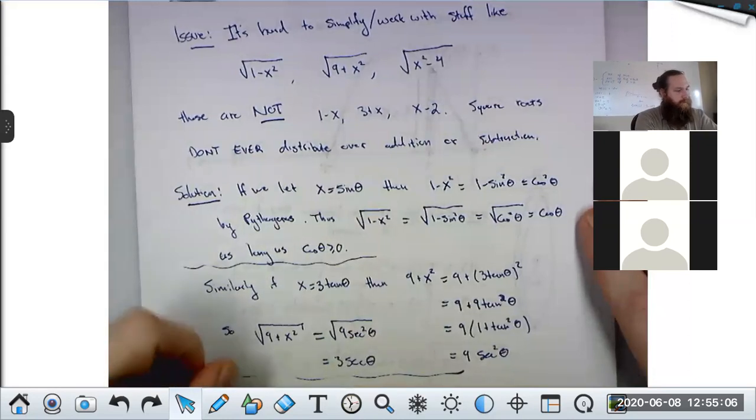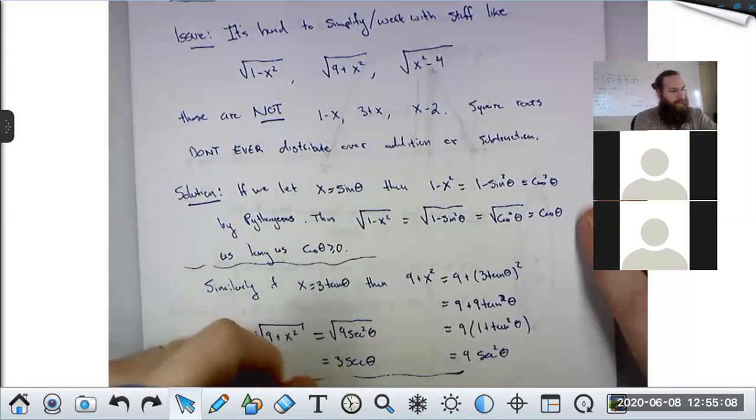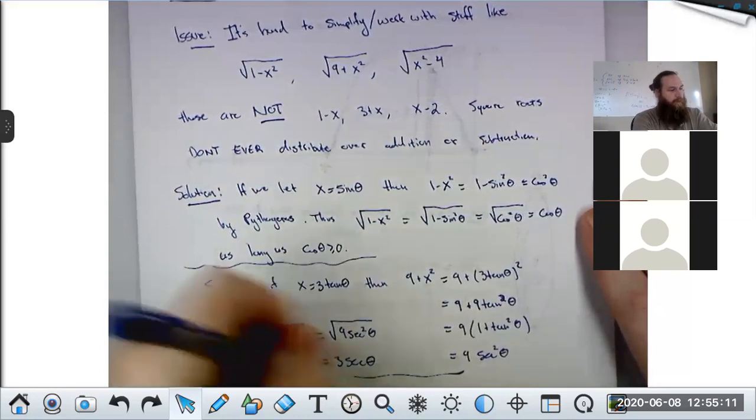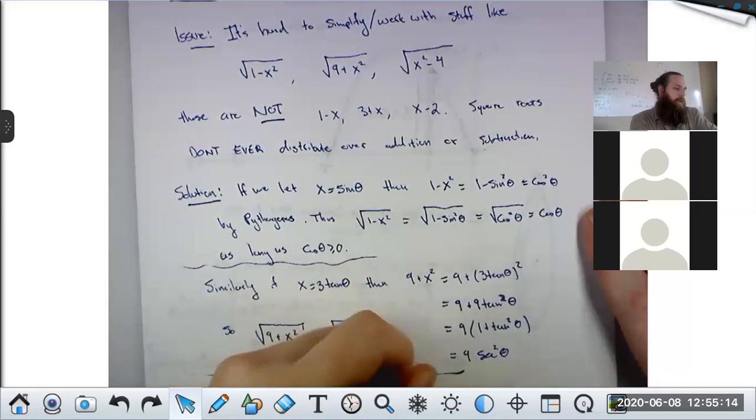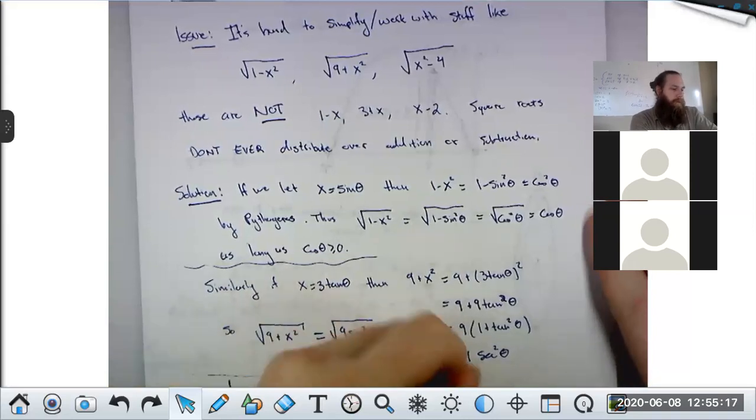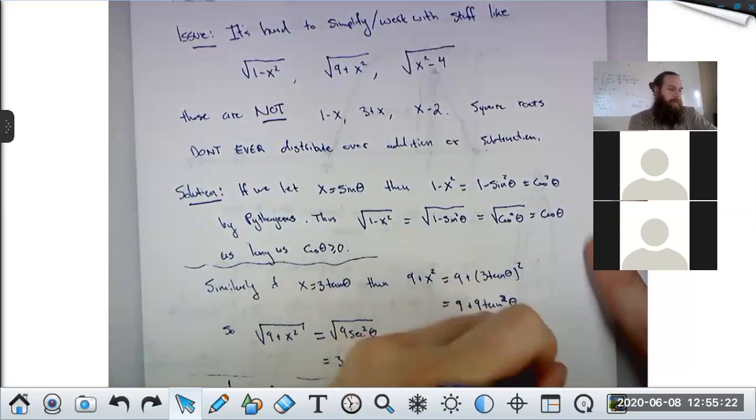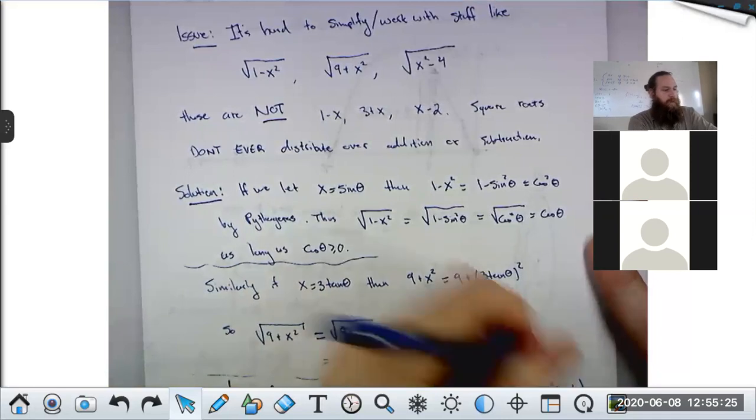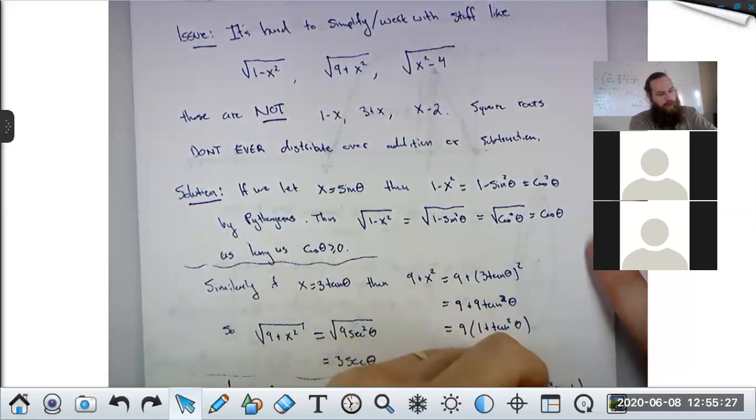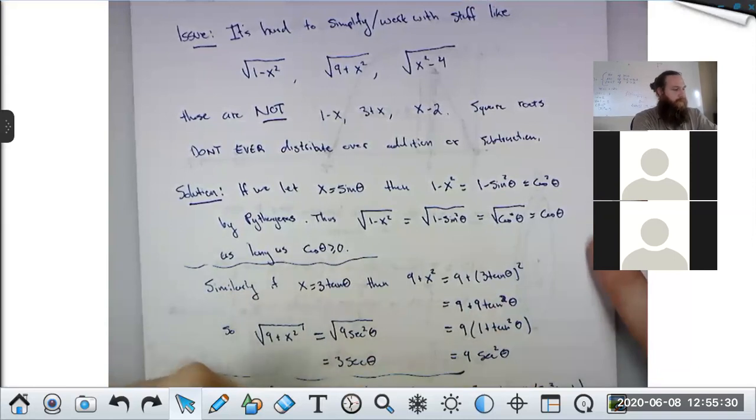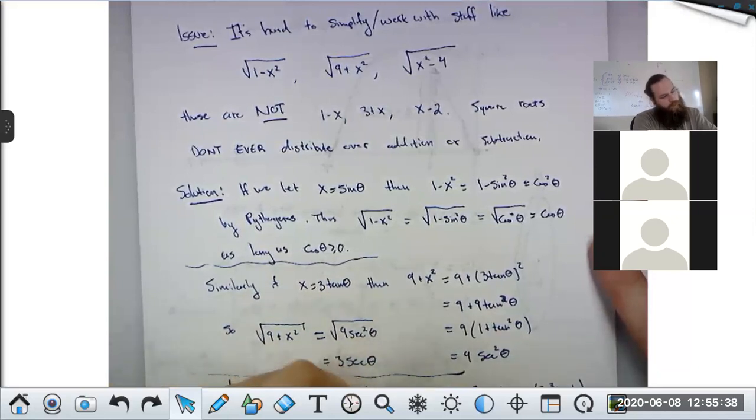And if x were 2 secant theta, then x squared minus 4 would be 4 secant squared theta minus 4, which is 4 times secant squared theta minus 1, which is 4 times tan squared theta. So the square root of x squared minus 4 under that substitution would be the square root of 4 tan squared theta, which is 2 tan theta.